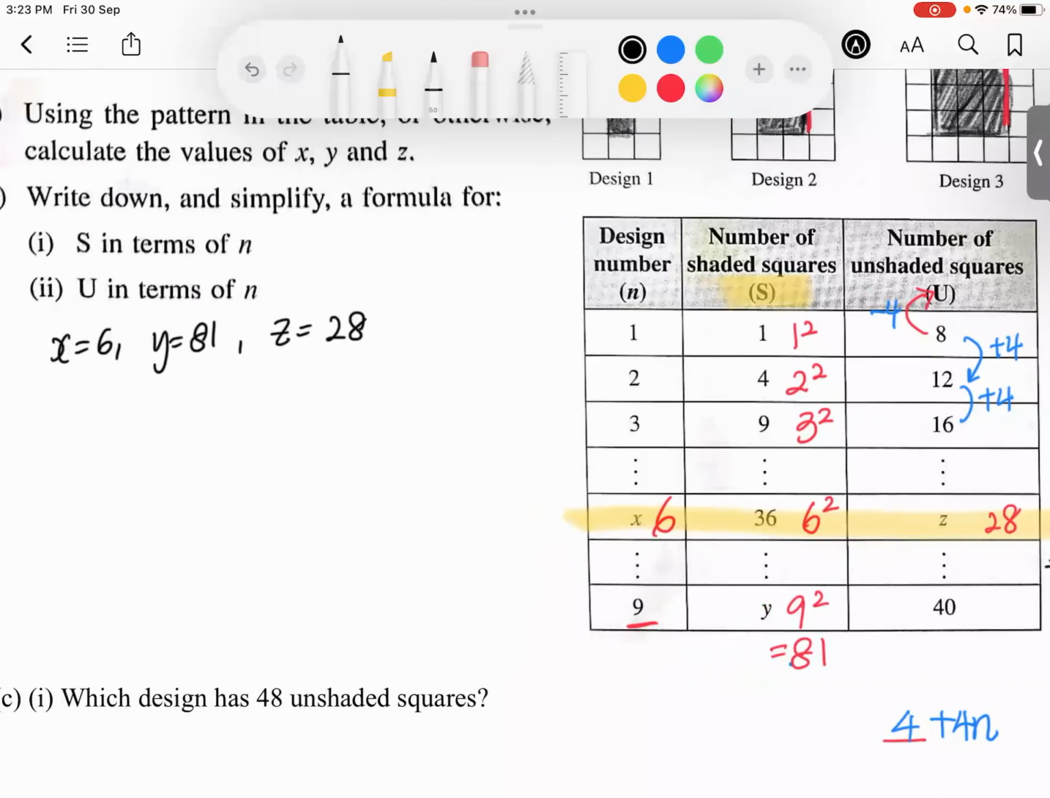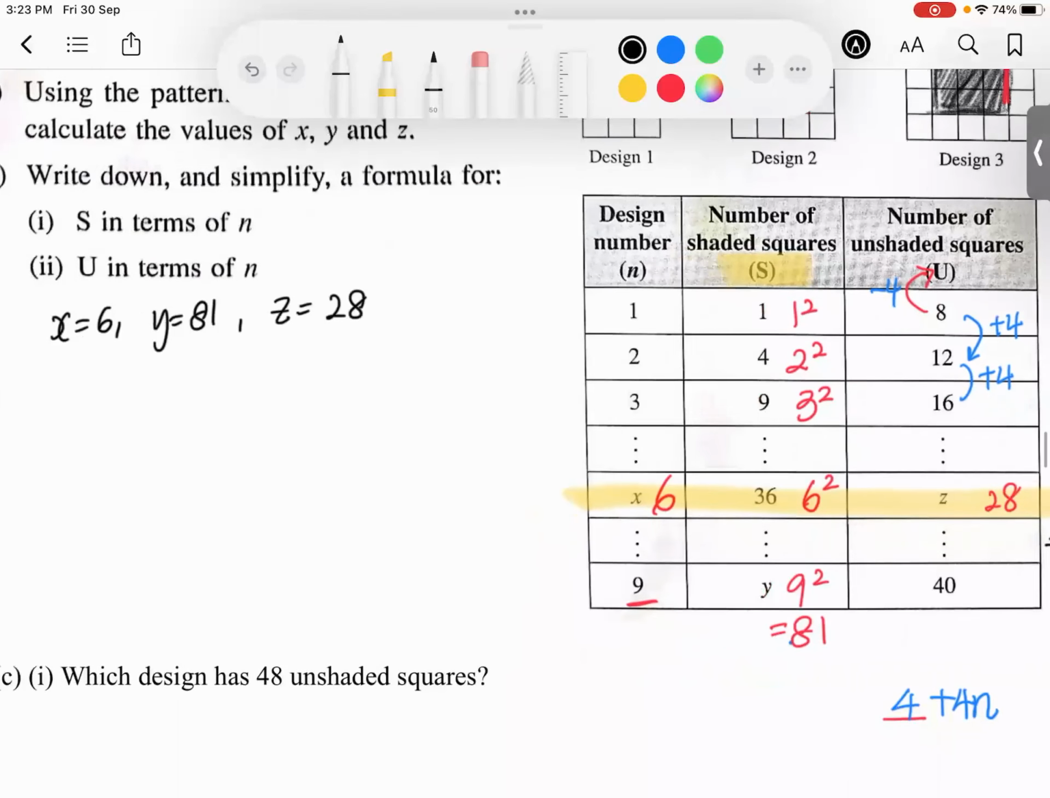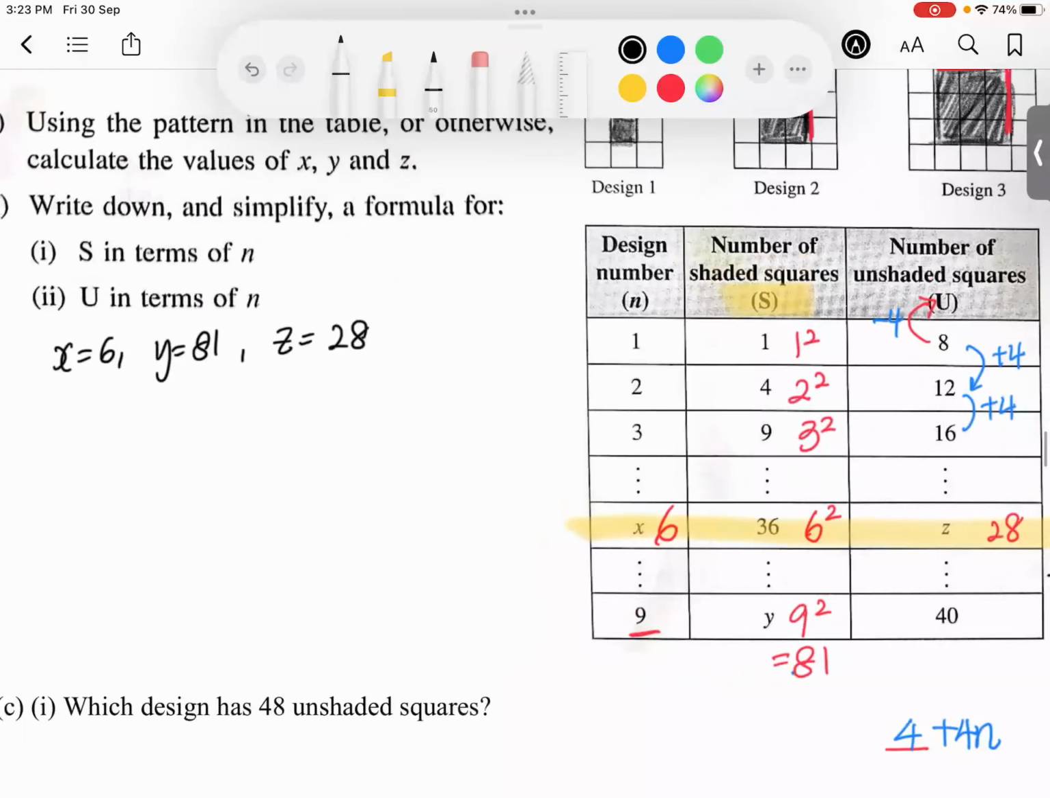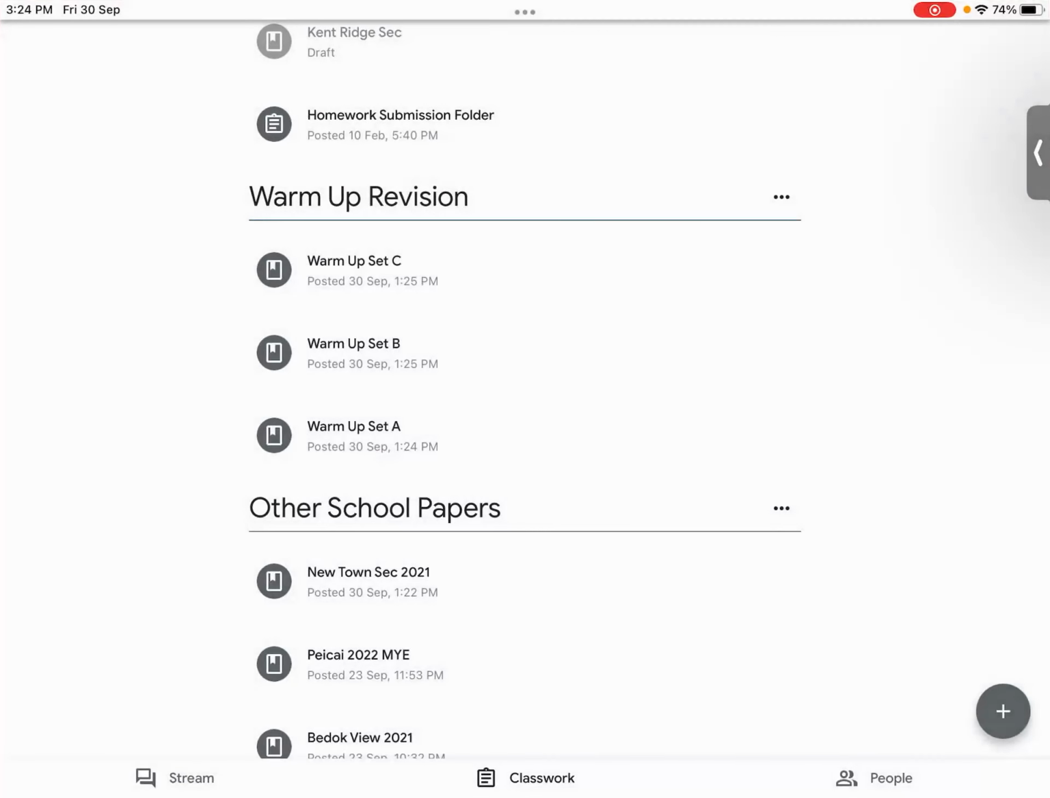Haziq could just key in. This one, the hard copy of the worksheet I printed got some error. Some pages are missing. You can retrieve the worksheet from the Google Classroom, Warm-up Revision Set A, over here. Okay.